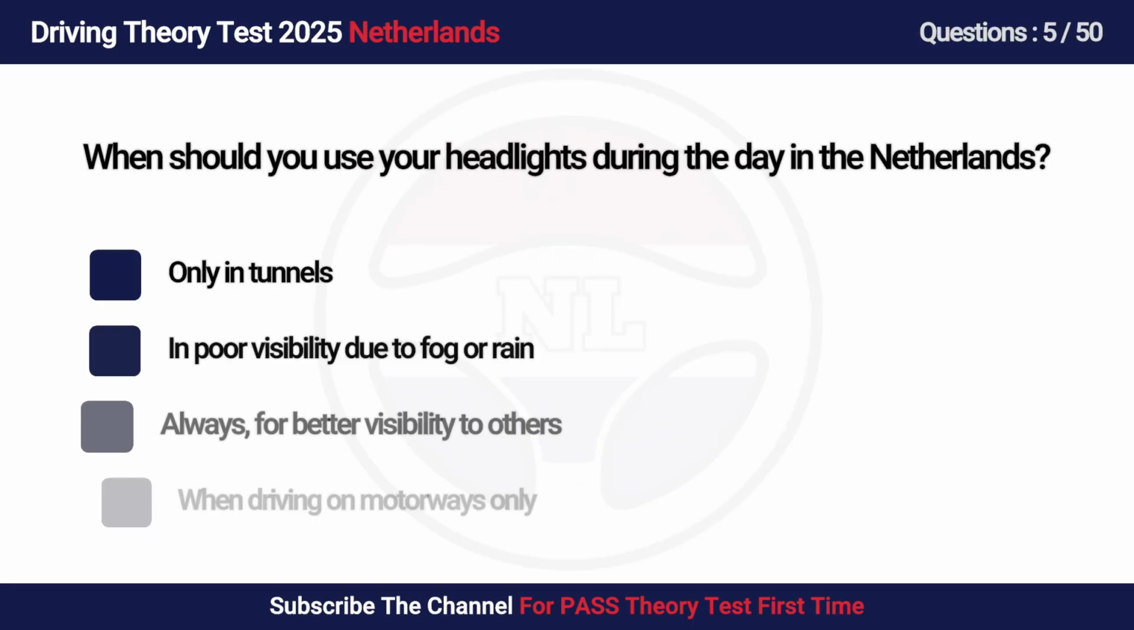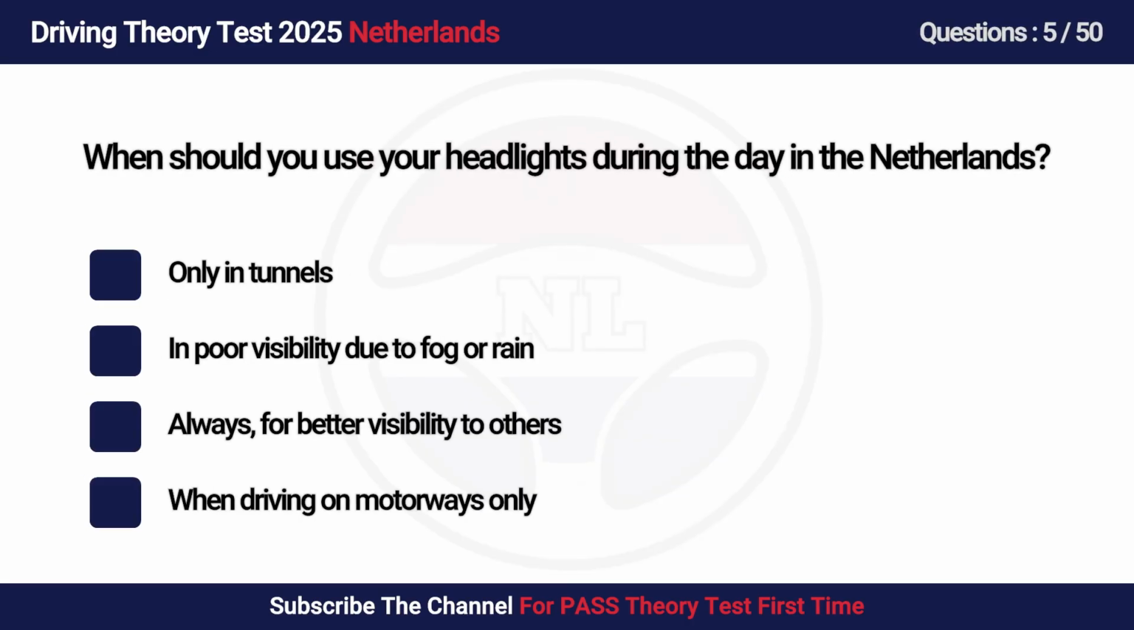Question 5. When should you use your headlights during the day in the Netherlands? A. Only in tunnels. B. In poor visibility due to fog or rain. C. Always, for better visibility to others. D. When driving on motorways only.